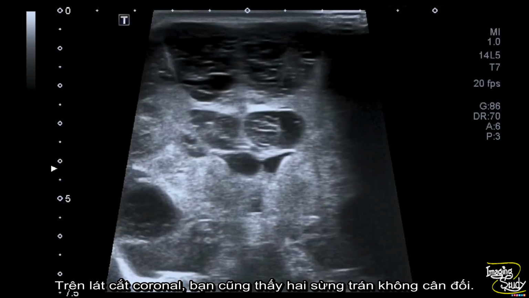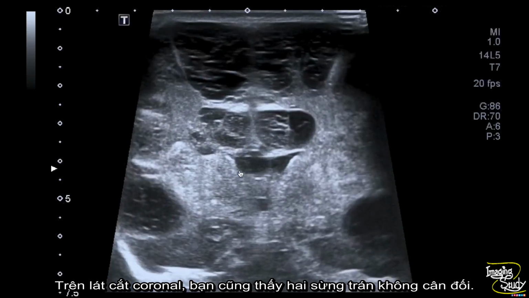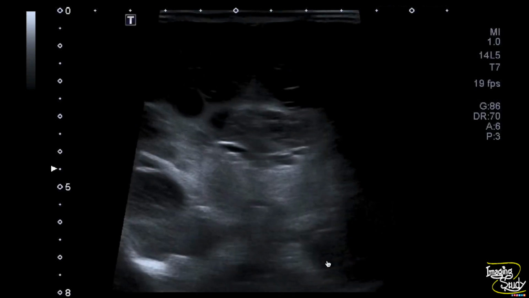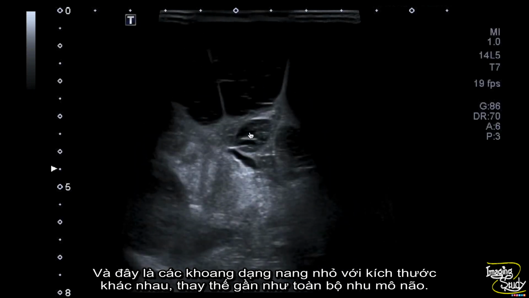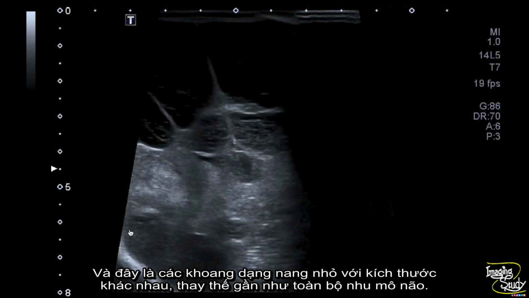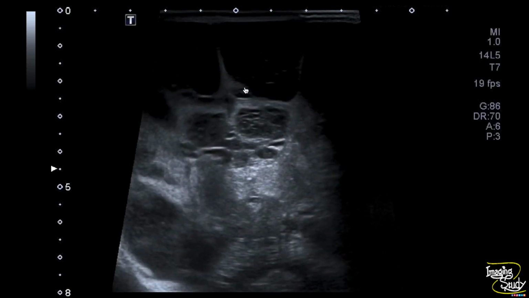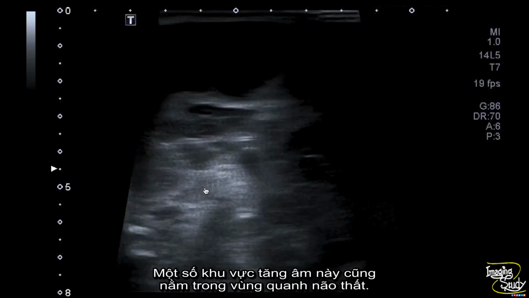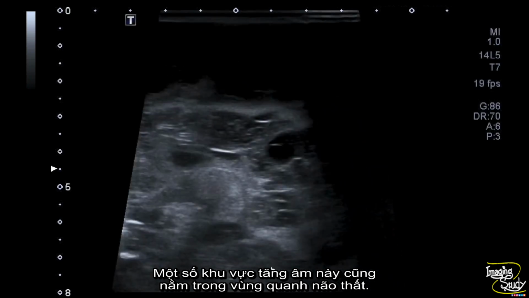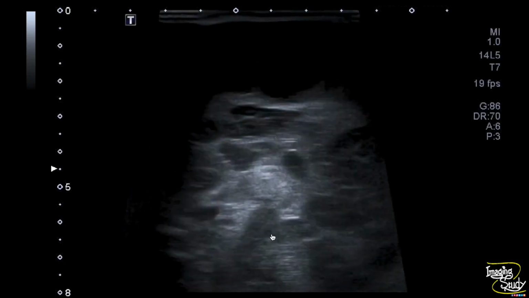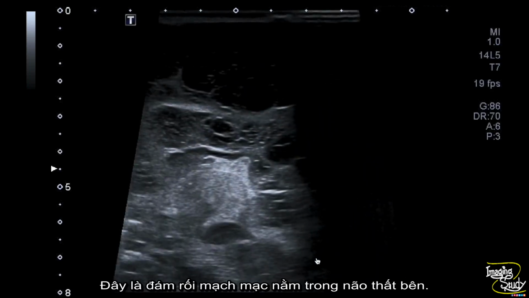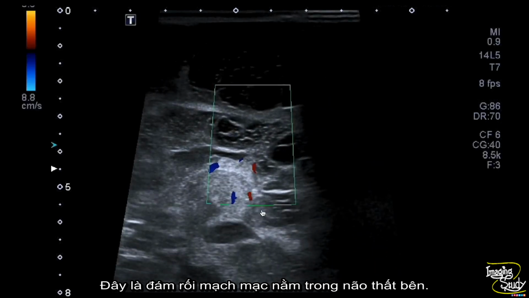You see in coronal section, these are the frontal horns which are asymmetrical also. And these cystic spaces of different size are occupying almost all over the brain parenchyma. There are some echogenic areas also within the periventricular region. This is the choroid plexus here within the lateral ventricle.